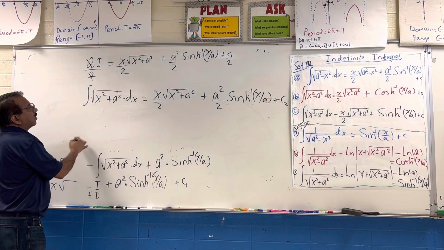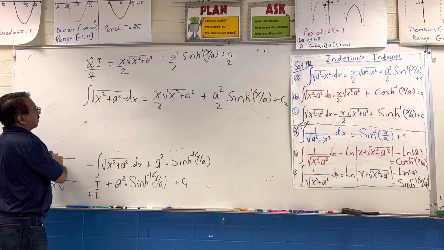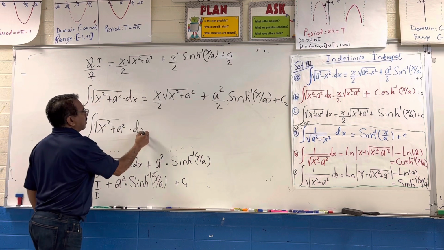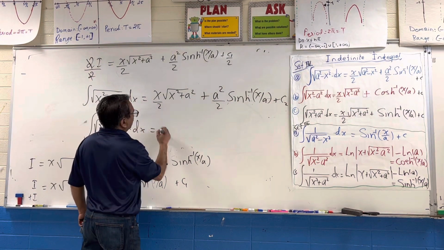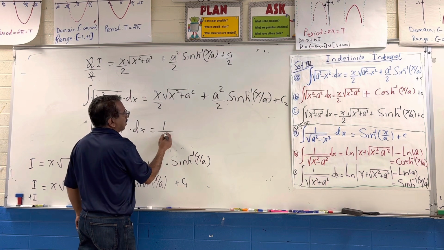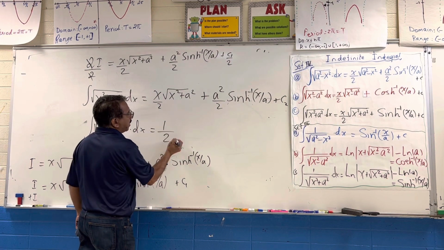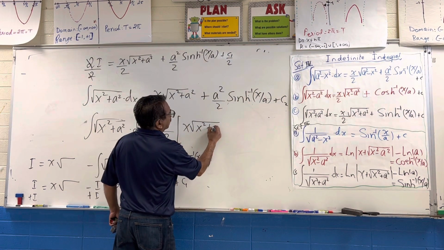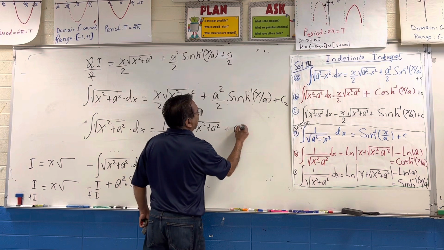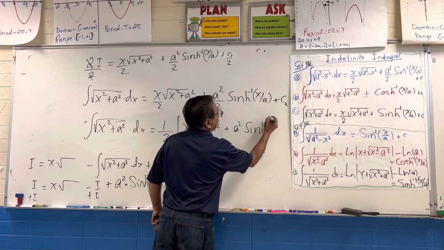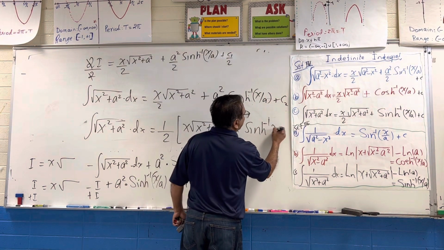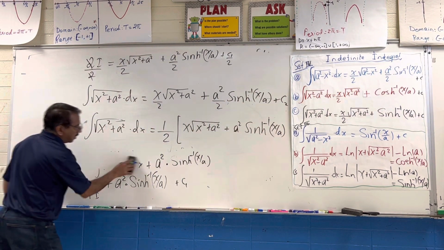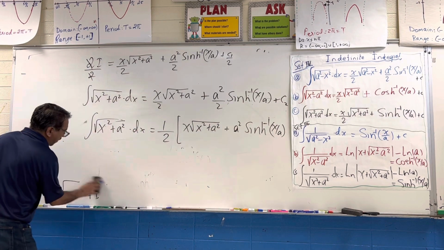So we can also write this integral as, this 2, you can take half, undo the distributive property and write half times this, a squared hyperbolic sine inverse x by a. And you're done. So this is the formula to be used to find the area.